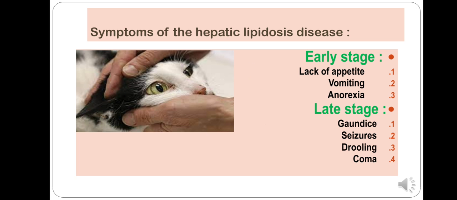Now, the symptoms of this disease. As we know, each disease has many symptoms. Now we will talk about hepatic lipidosis. Anorexia always precedes liver disease, with the cat refusing to eat enough for days or weeks. This may be amplified by frequent vomiting when the cat does choose to eat.